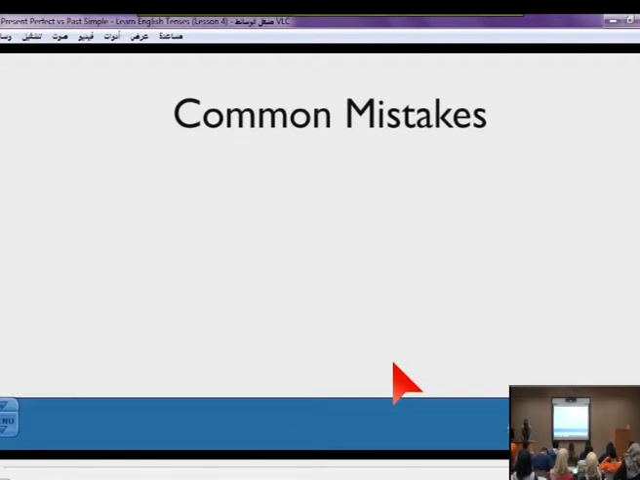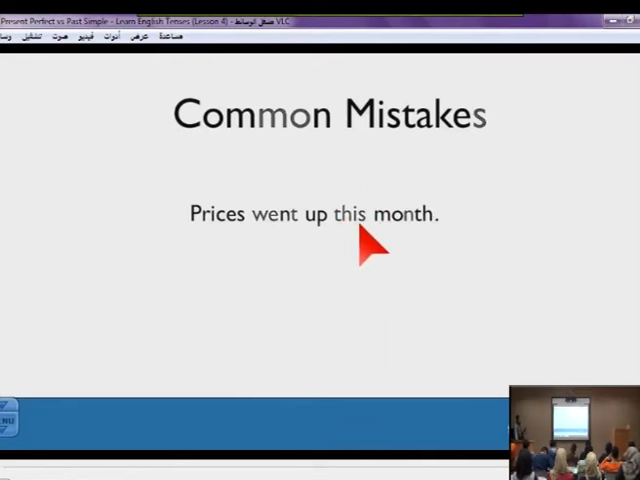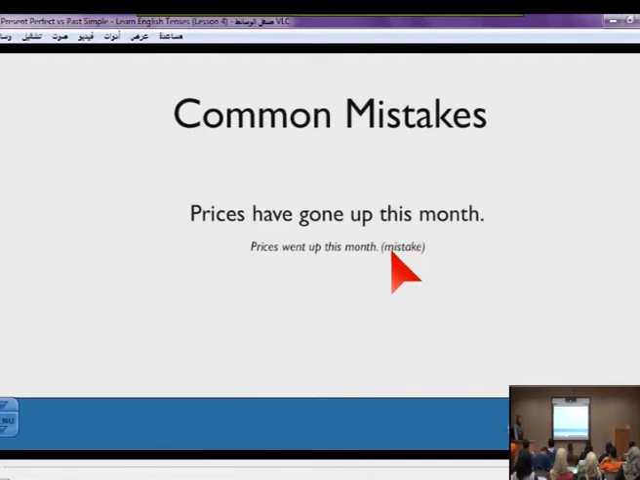And let's look at our last example. Prices went up this month. This month is not a reference in the past. The month continues. It's a present time. It means until now, in this month. So with this month, we should use the present perfect.